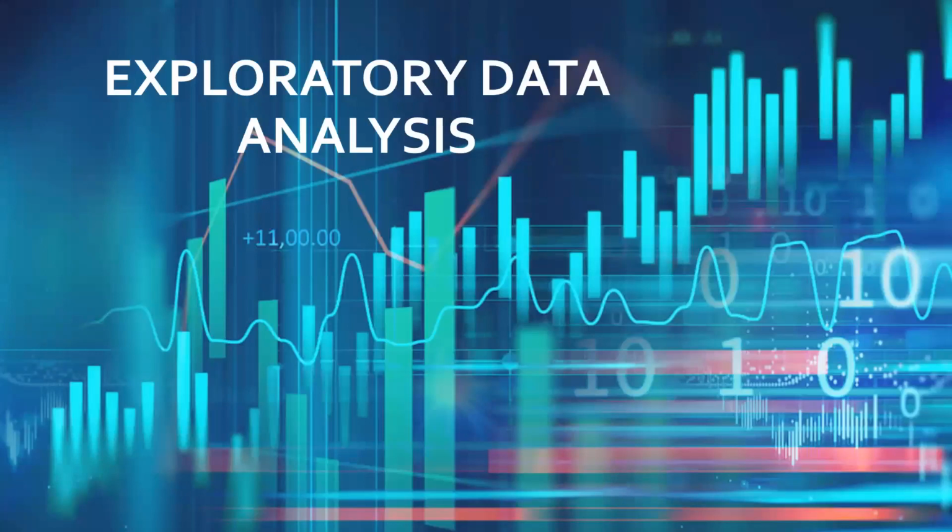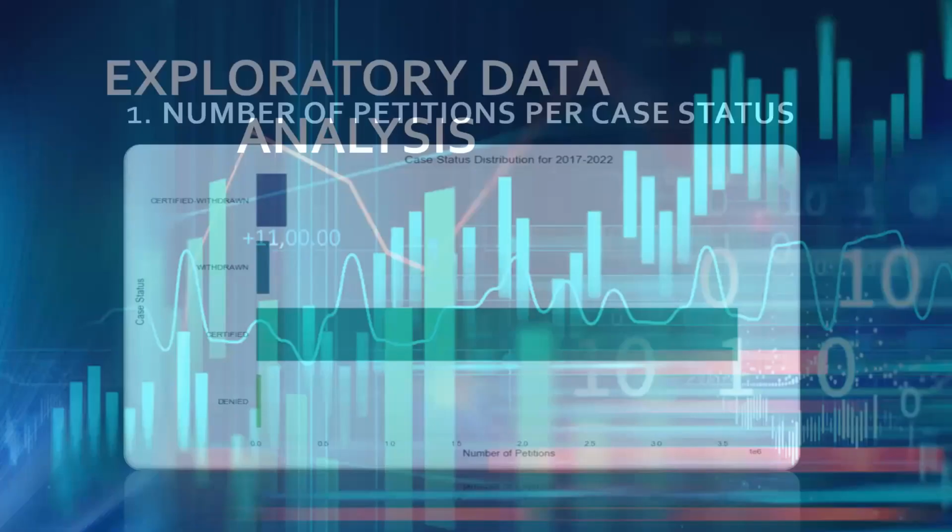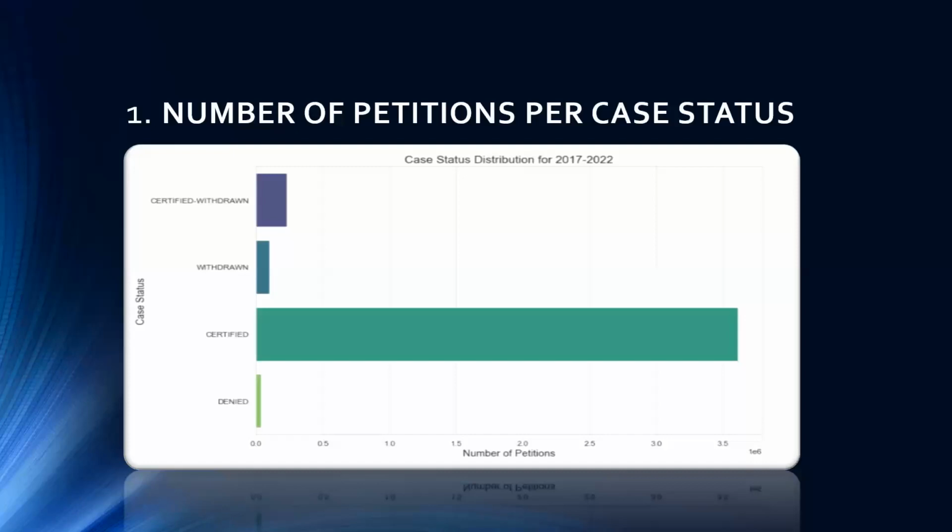Here we go for exploratory data analysis. The first thing is the number of petitions per case status. Here we can see in a graph, we had four values for the case status column: certified, certified expired, withdrawn, and denied. On the x-axis, we can see the number of petitions applied for the last 6 years, and on the y-axis, it's the case status. We can see almost 90% were certified and the remaining 10% belong to the other three values.